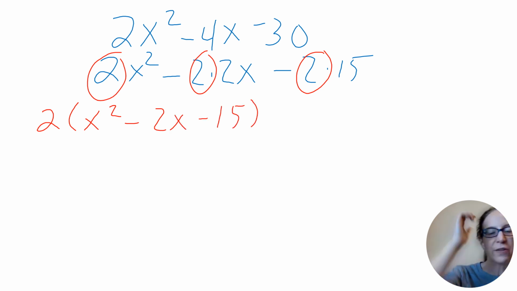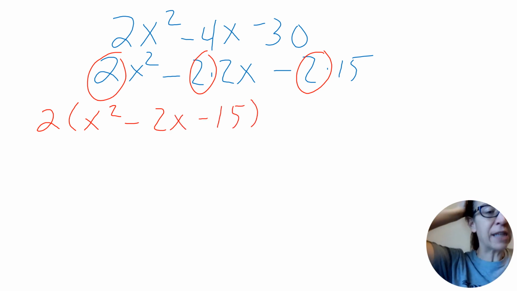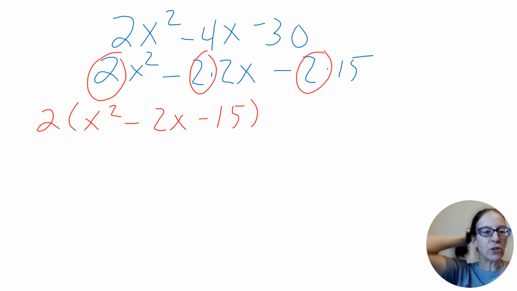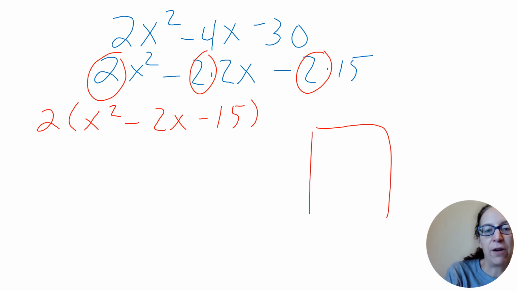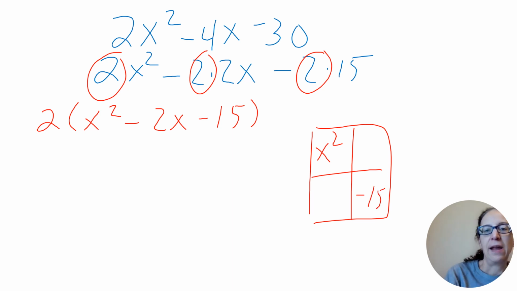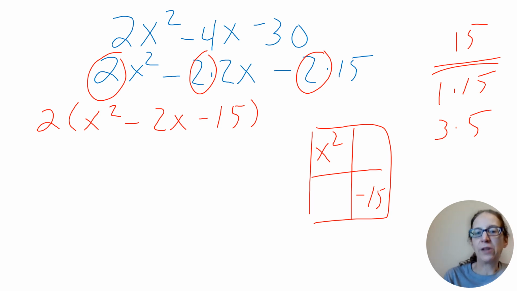And the reason we want to do that is because one, it's necessary to get it completely factored, but also it makes the rest of the factoring so much easier because the numbers are smaller. So now we'll set up our area model, and now we have x squared and we have a negative 15. And we look at the 15 and we say, all right, what multiplies to give me 15? Well, 1 times 15 and 3 times 5. Of those two pairs, which one can give me a 2? That would be the 3 and the 5.